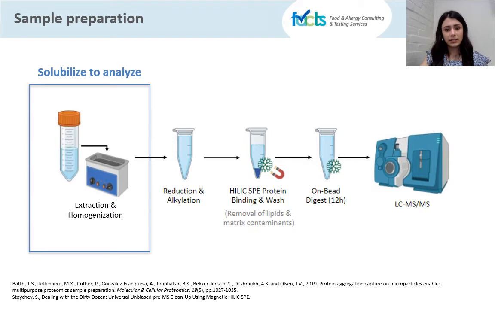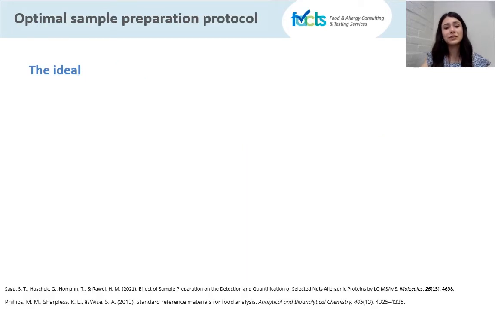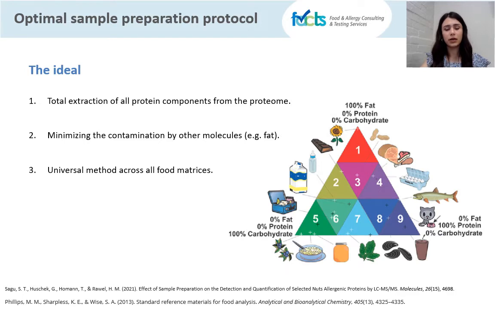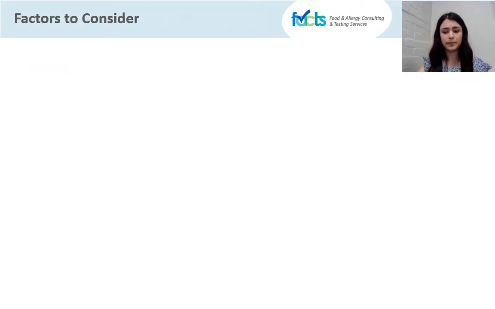The success of the LC-MS proteomics analytical method lies in a sample preparation procedure that allows efficient detection and quantification of allergens in the subsequent mass spectrometric analysis. The ideal sample preparation protocol would be a method allowing the total extraction of all protein components from a proteome of the sample, whilst keeping contamination from other molecules to a minimum, and lastly, enabling a high level of reproducibility across all types of food matrices.